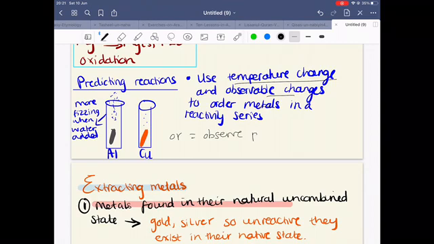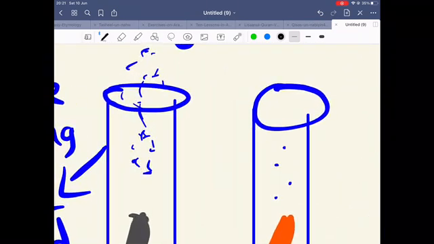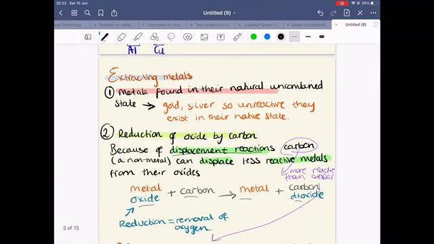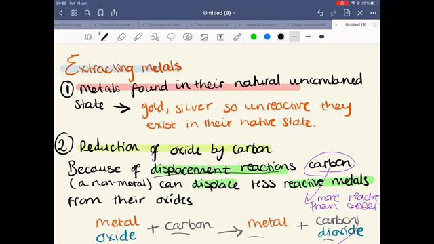So we did the measuring the temperature change of a reaction. Obviously, the more reactive it is, the higher the temperature change. We also looked at the effervescence, which means the fizzing. If we could see more effervescence, that told us it was more reactive. How we did this was by reacting different metals with an acid, which would be seen as fizzing, or we also did it with water as well. So that's how you would do a practical to predict reactivity of metals.